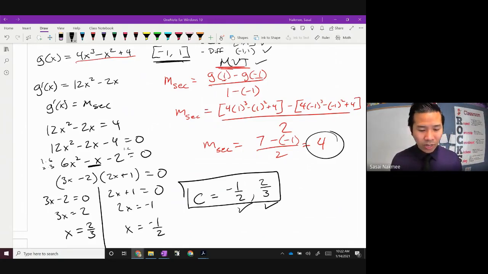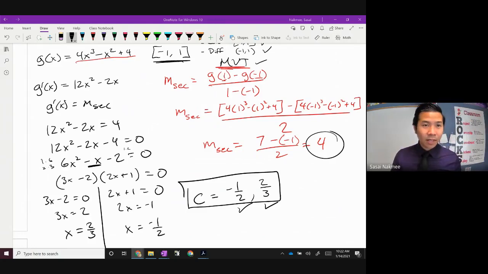I want to show you this graphically. Let me see if I have this still. I think it's kind of neat to actually see it. So check this out. Let me write this function in right here real quick. This is 4x to the third minus x squared plus 4. We're looking at it from, what was the value? From -1 to 1, right?